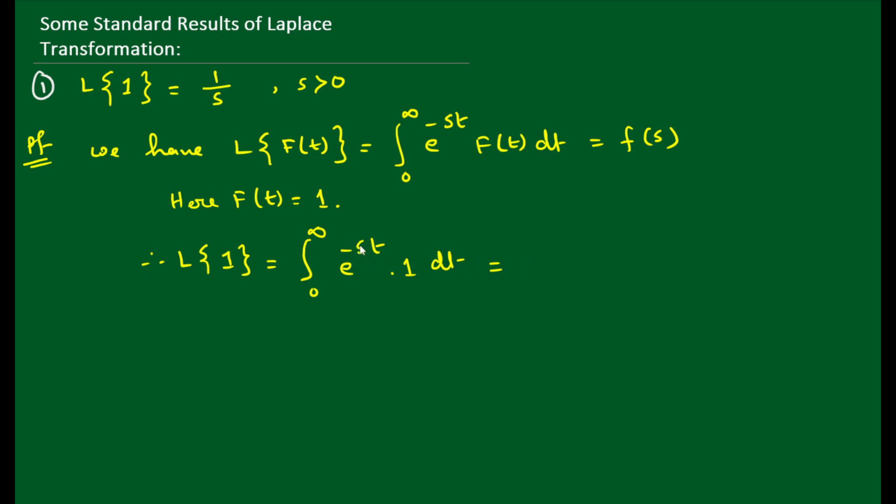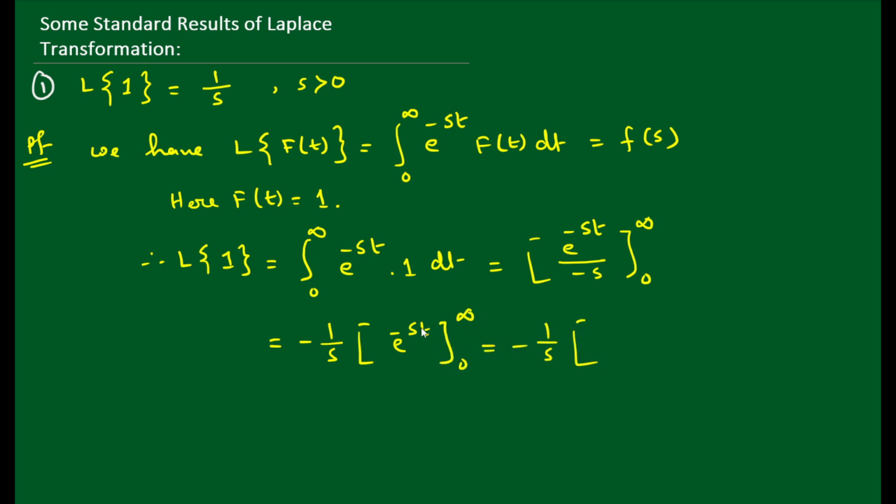This is of the form e to the power minus mx, so the integration is e to the power minus st by minus s between the limits 0 to infinity. You can take 1 by minus s outside. Then we have to put the limits, so minus 1 by s. First we put the upper limit in place of t. If we put infinity, this is e to the power minus infinity, which is 0. Then we put the lower limit 0.